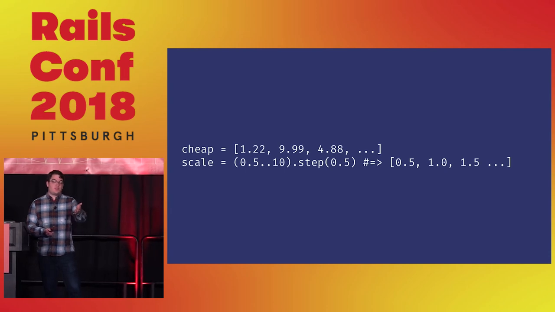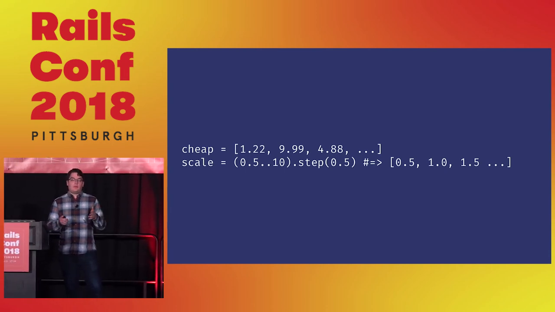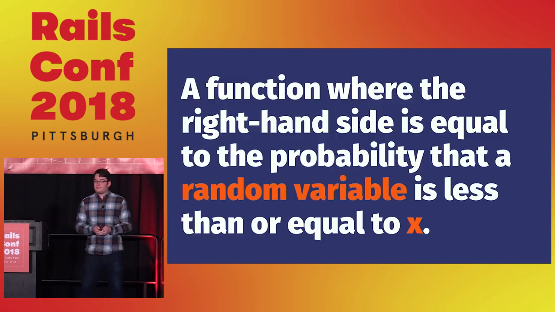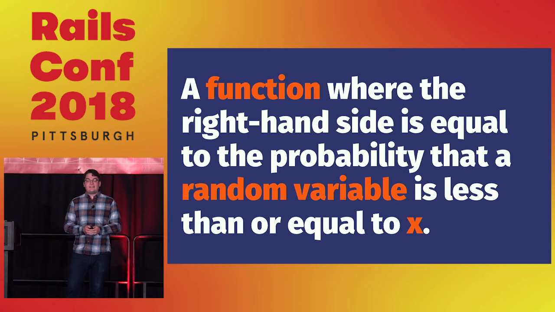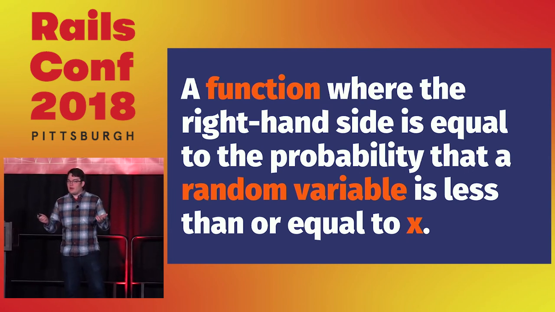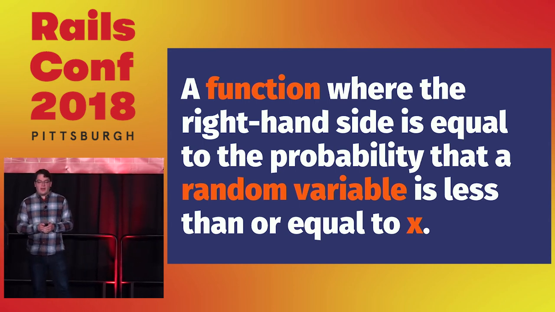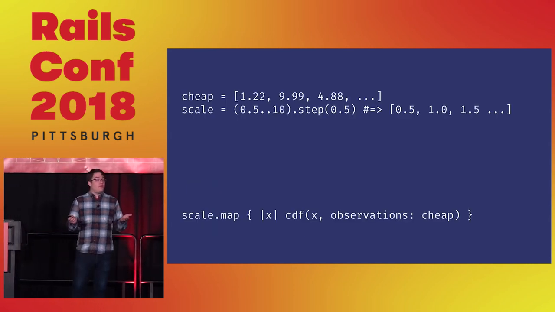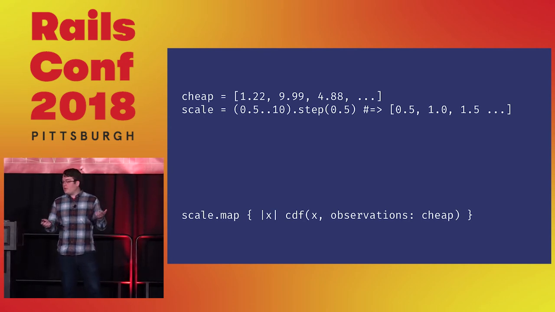In Ruby, we're just gonna generate the array of our steps, and that will be all we need. So we have the random variable and we have X. What's next? A function. I know what a function is, I'm a programmer, right? We use those in programming. All right, so we know we're gonna apply the function to every step in the scale. So it's called a CDF, so I'm gonna name the function CDF and I'm gonna pass in my observations.